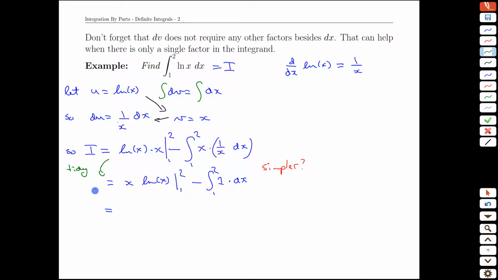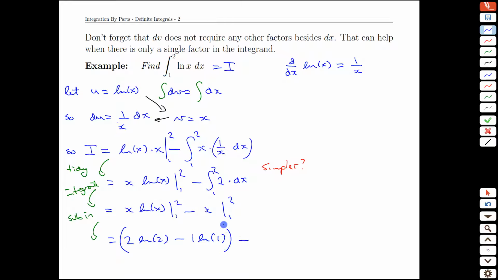So now we can integrate that one last step. And when we do that, we don't touch the first part, it's done. But we just integrate 1 with respect to x. That gives us x between 1 and 2 as well. And so we can just do the subbing in part, the 2 and the 1. We're going to have 2 ln 2 minus 1 ln of 1 minus 2 minus 1. Quick check, ln of 1 in fact is 0, so that term is going to disappear. And so we get 2 ln of 2 minus 1 at the end of the day.